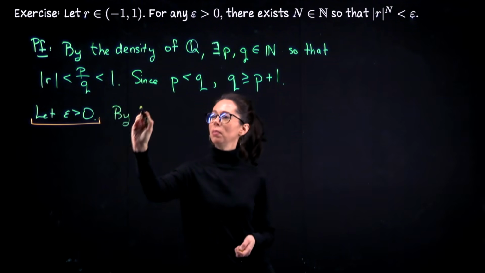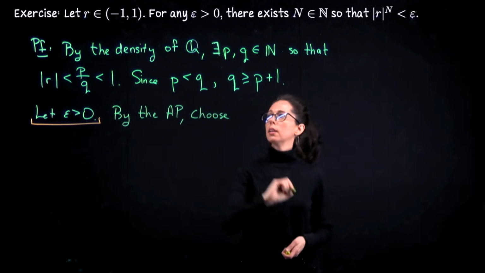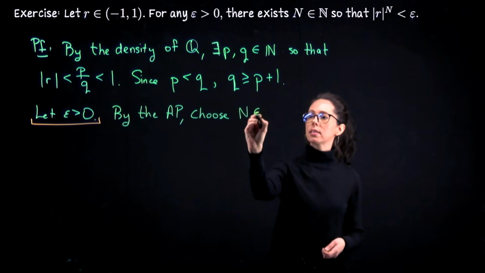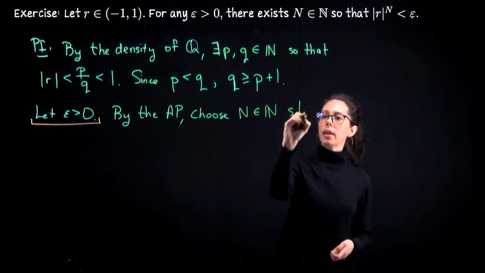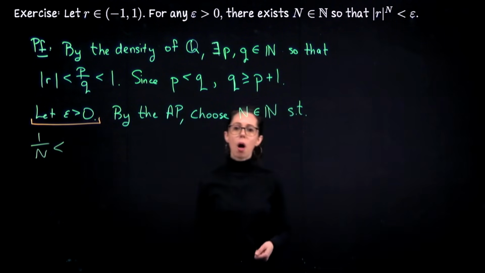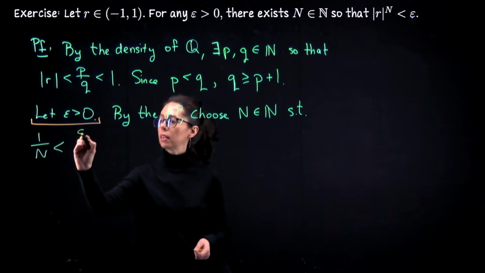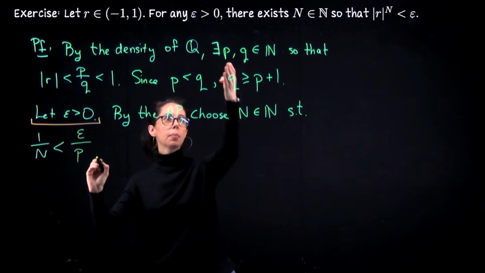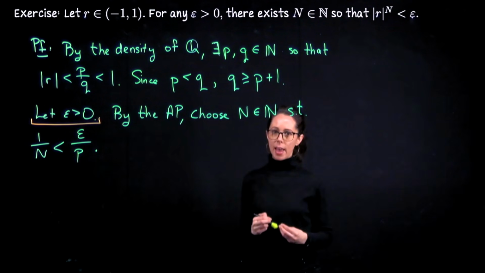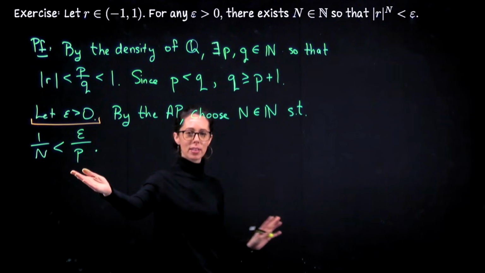By the Archimedean principle, choose, am I using capital N yet? I am not. Capital N in the set of natural numbers so that 1 over N is going to be small. And I'm going to go ahead and tell you how small it has to be. In this proof, I'm going to need it less than epsilon over this natural number P right here. It's mysterious at this moment why. So if you're like, where did this come from? You don't know yet because you haven't seen the work.